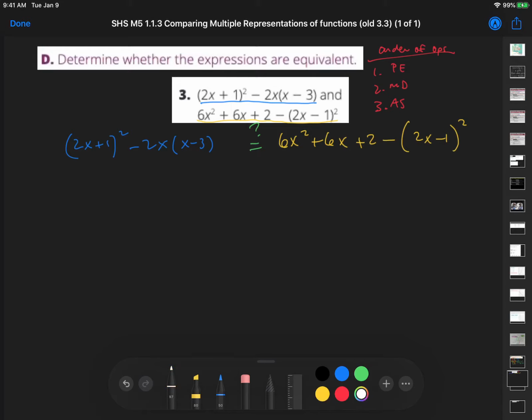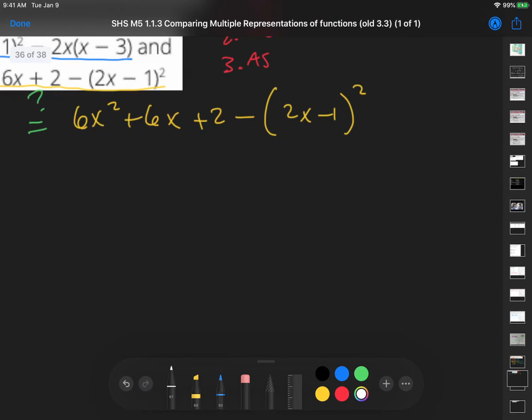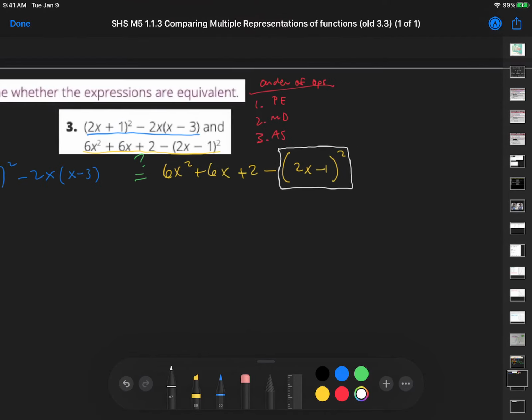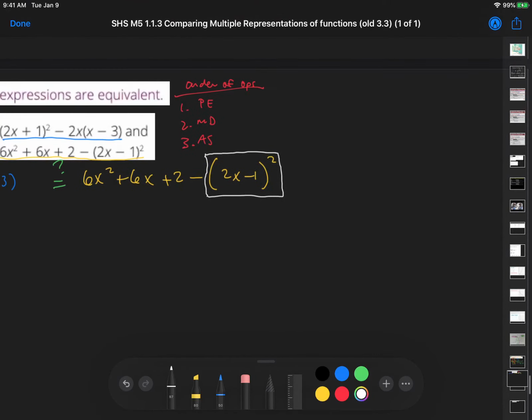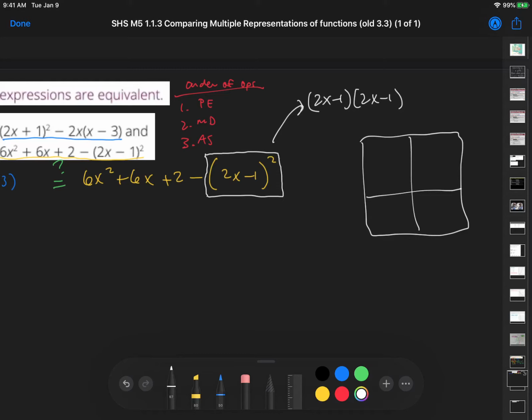I need to figure out if there's any parentheses or exponents, which means, look, watch what I'm doing right here. I'm highlighting this in white, that you're going to do this part first, not the negative. Okay, so let's go ahead and do that one over here. What does that mean? That means there's two of them. 2x minus 1, 2x minus 1. So we've done this before.